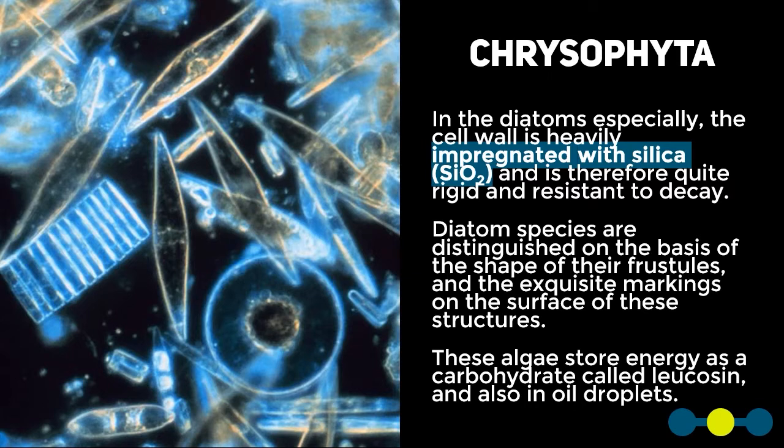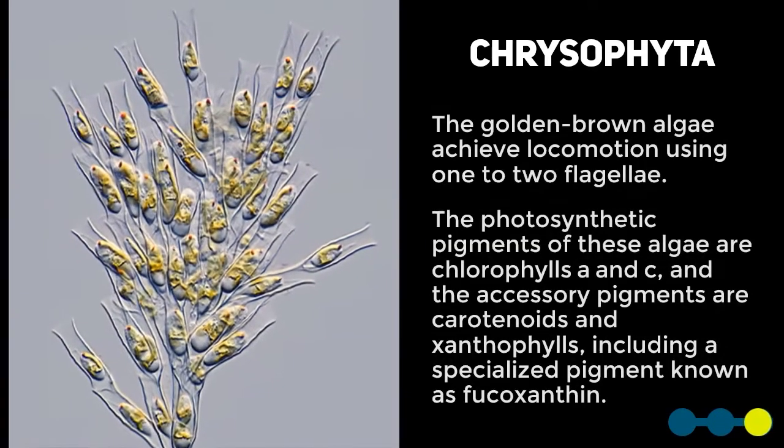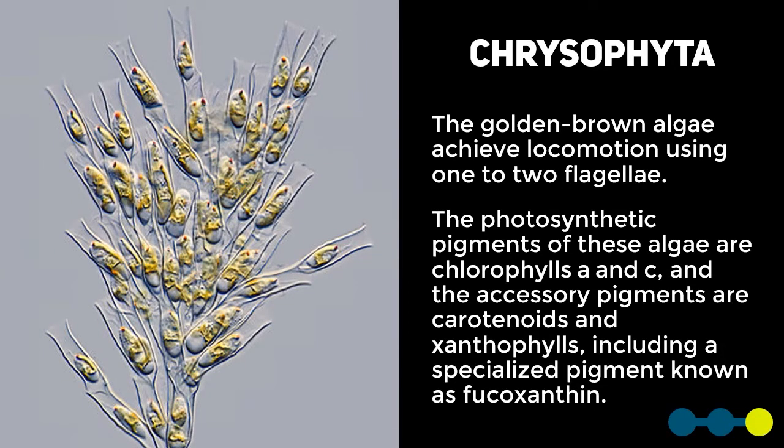These algae store energy as a carbohydrate called leucosin and also in oil droplets. The golden brown algae achieve locomotion using 1 to 2 flagellae. The photosynthetic pigments of these algae are chlorophylls A and C, and the accessory pigments are carotenoids and xanthophylls, including a specialized pigment known as fucoxanthin.